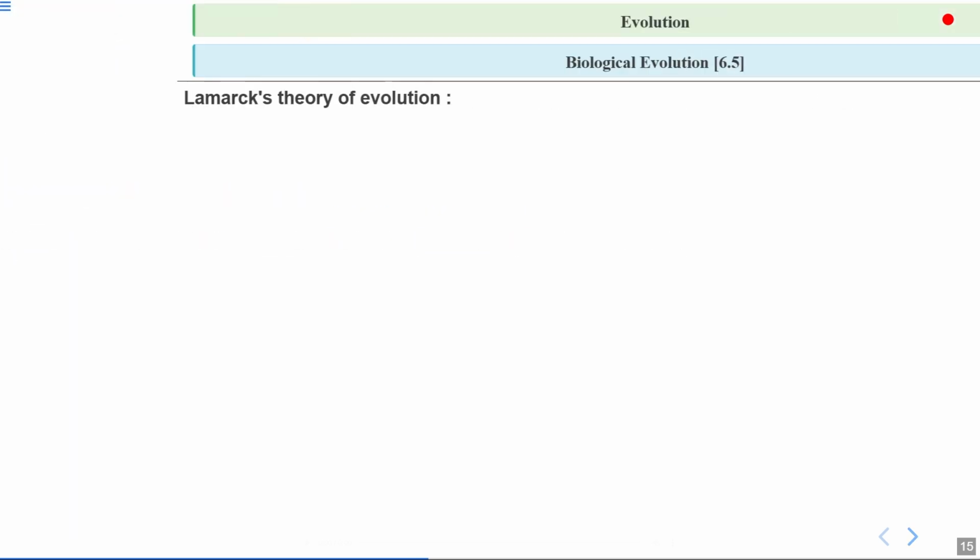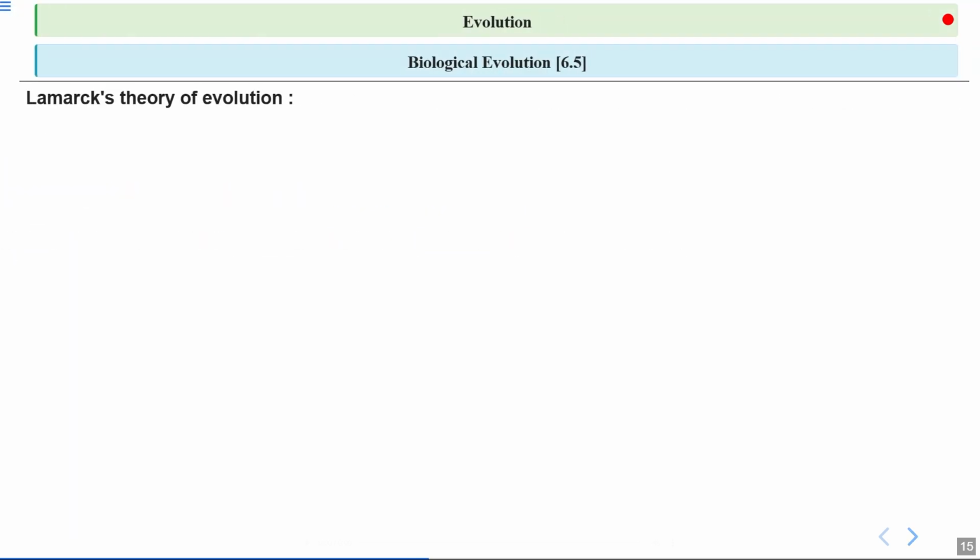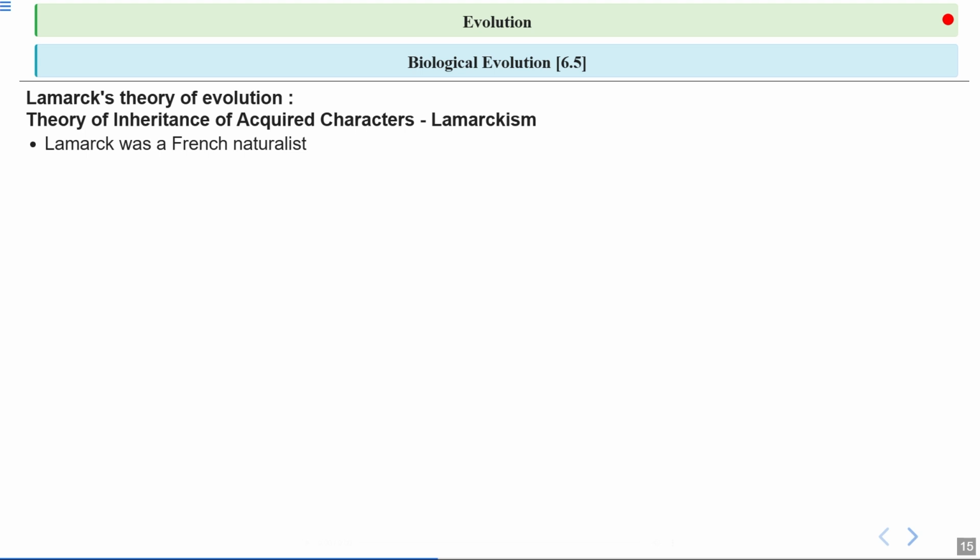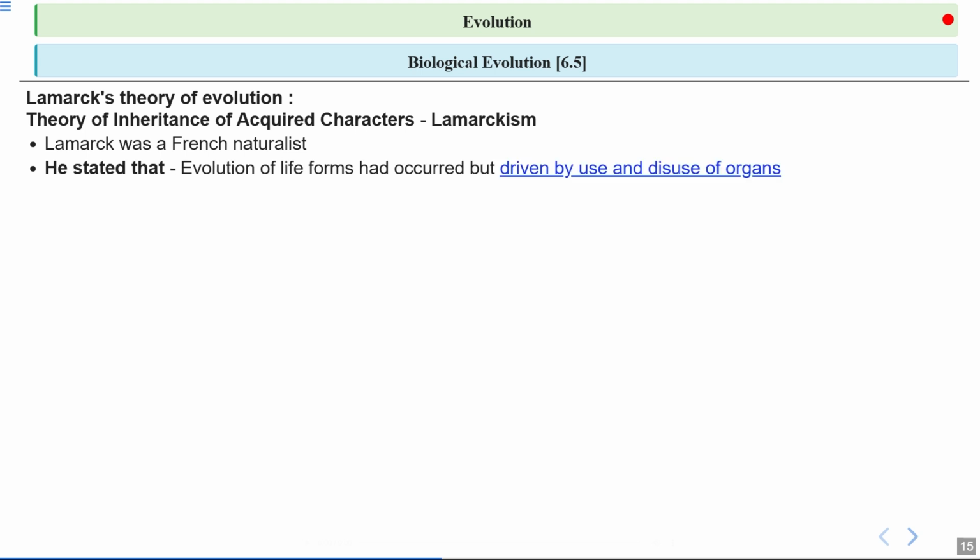Okay, this is clear. Now let's talk about Lamarck's theory of evolution. His theory was based on acquired characteristics. Lamarck's theory is known as the theory of inheritance of acquired characteristics, also known as Lamarckism. Lamarck was a French naturalist. He stated that evolution of life forms has occurred but is driven by use and disuse of the organs.